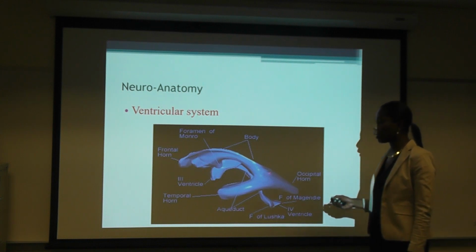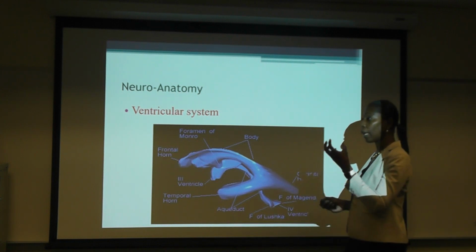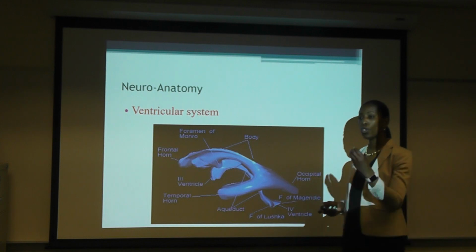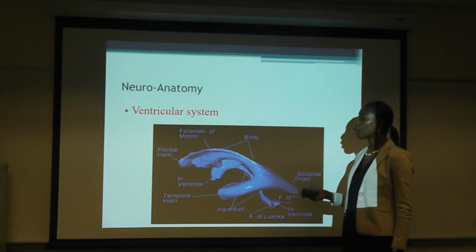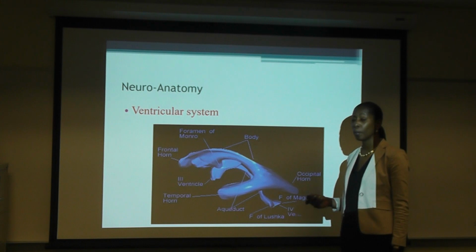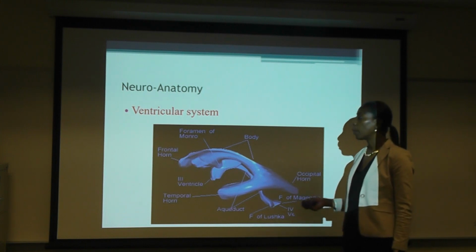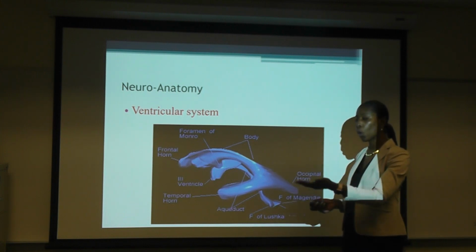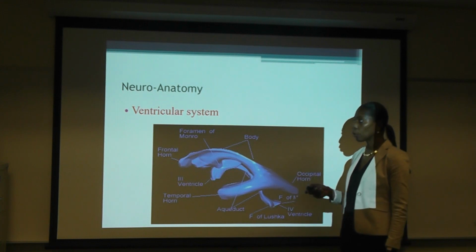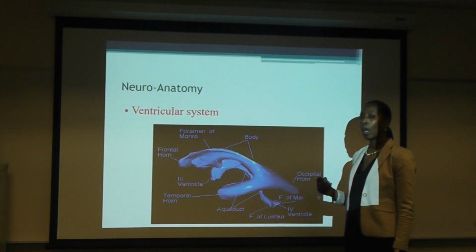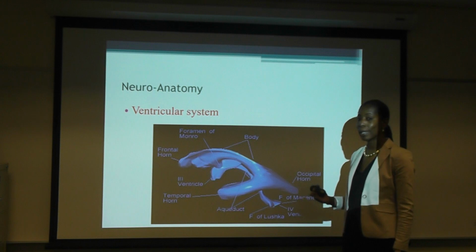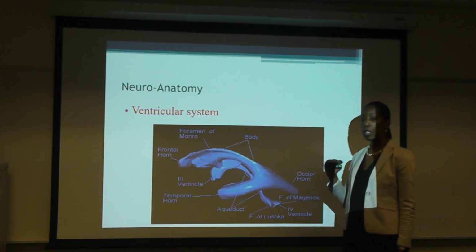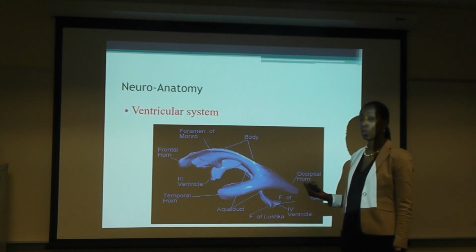CSF, again, is that liquid in the brain. It provides nutritive value for the brain. It's actually made at 25 mL per hour every hour, and it's supposed to be reabsorbed at that same rate. We have arachnoid villi that we talked about earlier that actually reabsorb CSF, okay? If the arachnoid villi are not working, CSF cannot be reabsorbed.